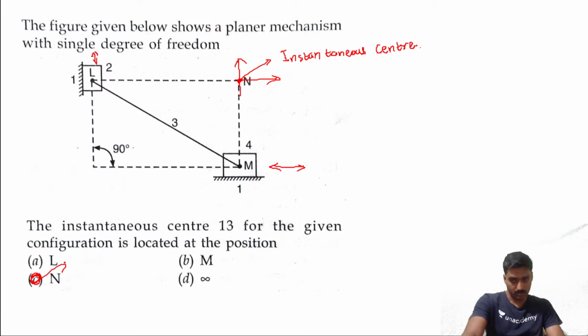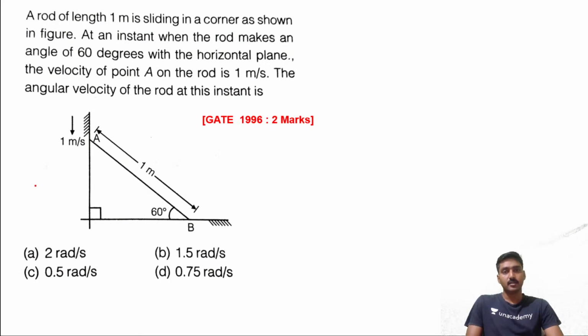Okay. Next one, the first previous year question. Here it's a 1996 2-mark question. A rod of length 1 meter is sliding in the corner as shown in the figure. It comes in the downward direction. So the velocity of point A is equal to 1 meter per second. Likewise, the velocity VB is in this direction. We don't know the VB value. It's an actual part we need to calculate.